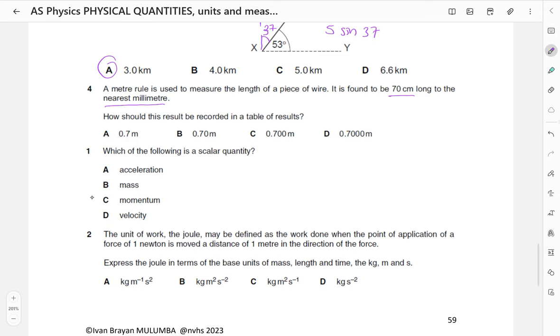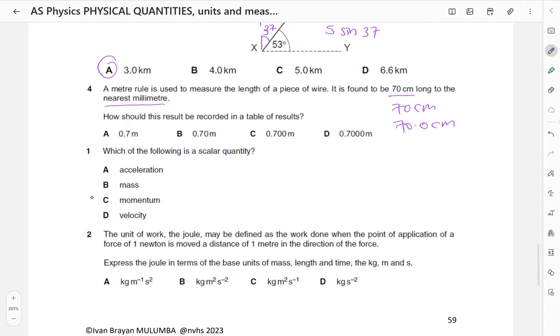How should this result be recorded in a table of results? It is 70 centimeters. From a meter ruler, this is 70.0 centimeters. That is the nearest millimeter. The nearest millimeter is 0.1 centimeters.